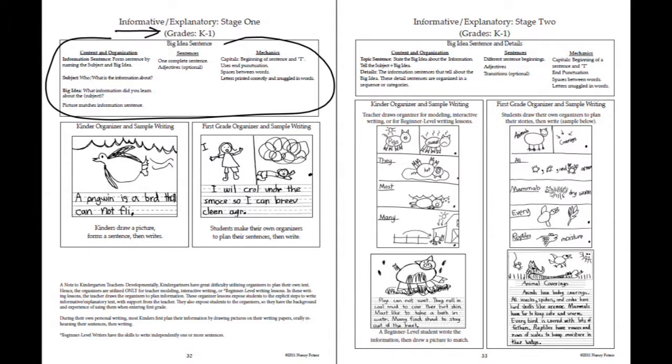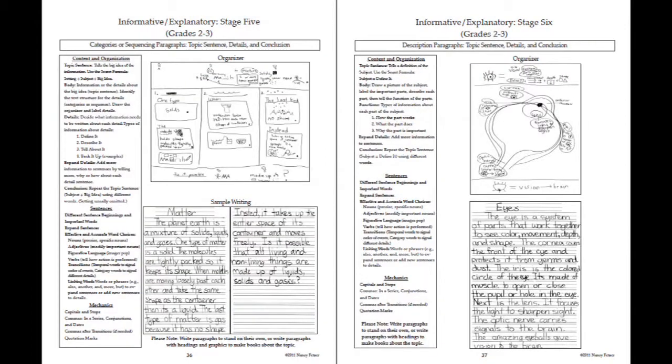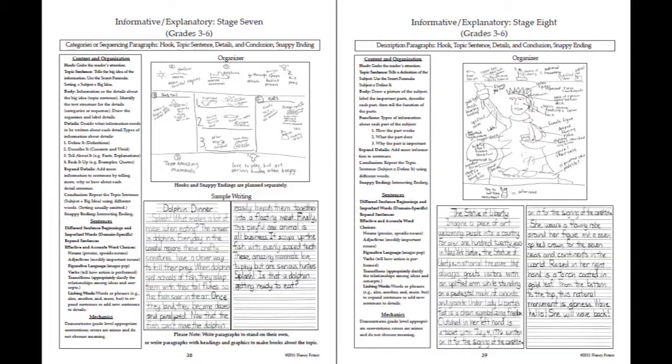Let's go on to stage 3, grades 1 through 3. We have our descriptors, sample organizer. Stage 4, grades 1 through 3, descriptors, sample organizer, and student writing. And this continues through, so I go through pretty quickly now, stage 5 for 2nd and 3rd grade. Stage 5 and 6, 2nd and 3rd grade, we have our paragraph writing here.